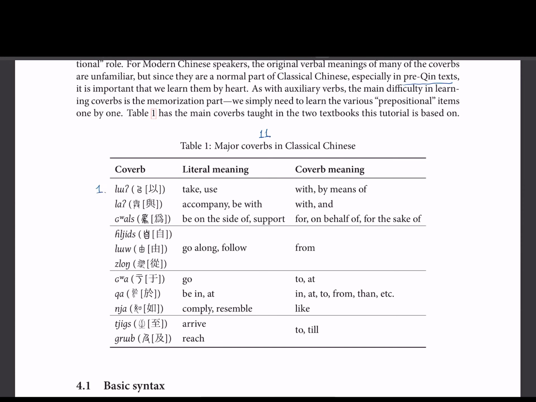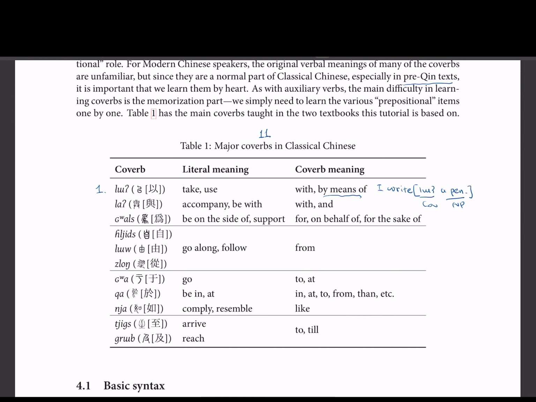First, le. The literal meaning of this coverb is take or use, and its coverb meaning is with or by means of. So if you want to say, I write with a pen, in classical Chinese, it would be something like, I write le a pen. Of course, the word order would be different, but this is how the coverb is used. It is simply used in front of a nominal phrase. So this is the coverb, this is the NP it governs, and the entire coverb phrase functions like a prepositional phrase in English.